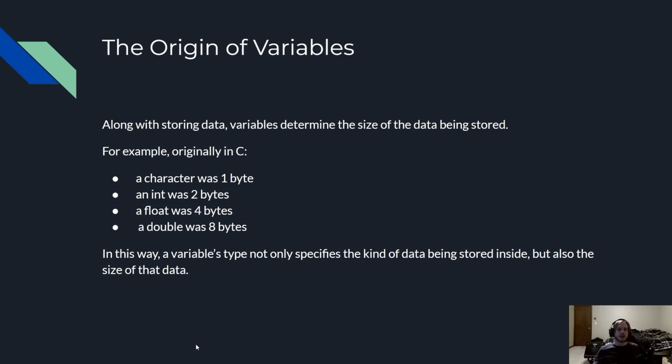So, the origin of variables. Along with storing data, variables also determine the size of that data being stored. For example, originally in C, one of the earliest programming languages, a character was 1 byte, an integer was 2 bytes, a float was 4 bytes, and a double was 8 bytes. So a variable not only determined the kind of data being stored inside, but also the size of that data.